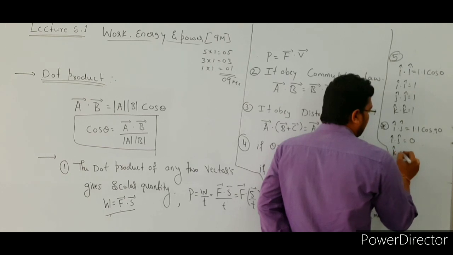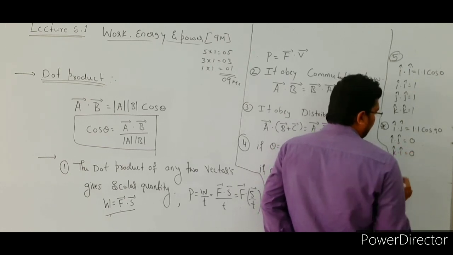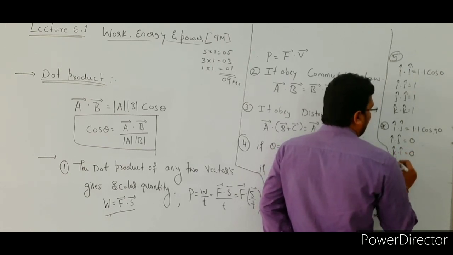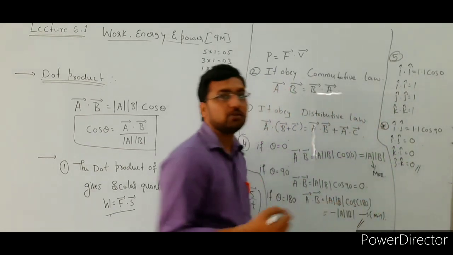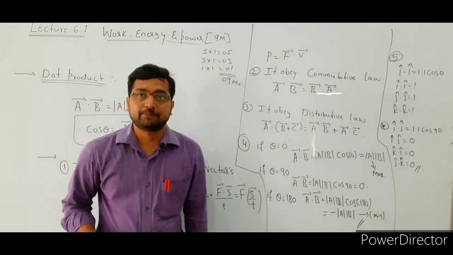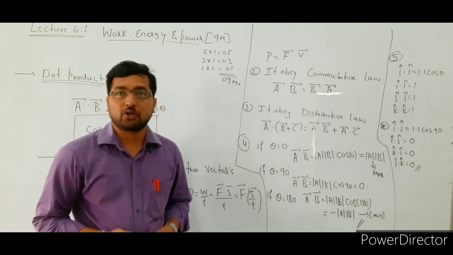Similarly, k cap dot i cap value is also 0. Next, j cap dot k cap value is also 0, because the angle between these two vectors is 90 degrees. So these are the properties of a dot product.